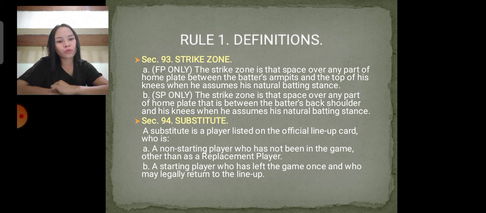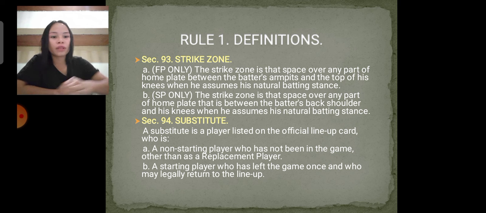94, substitute. Ito namang substitute is yung player listed on the official lineup card. Letter A, who is a non-starting player who has not been in the game other than as a replacement player. Letter B, a starting player who has left the game once and may legally return to the lineup.